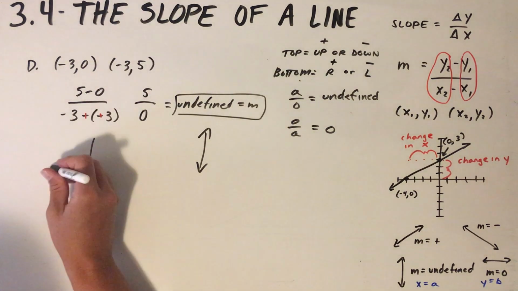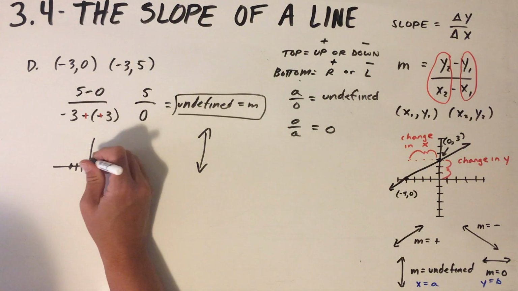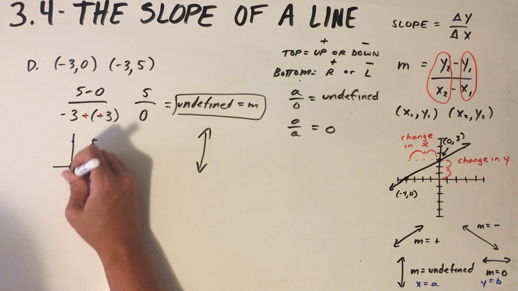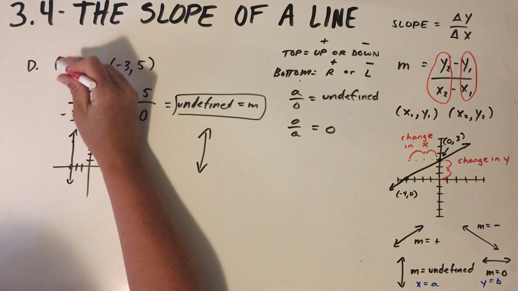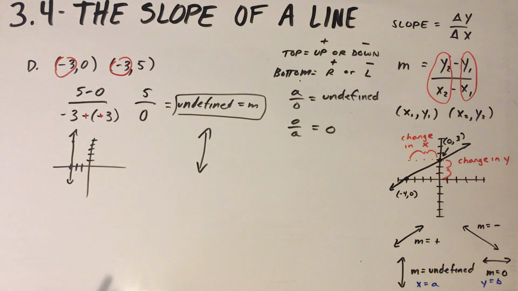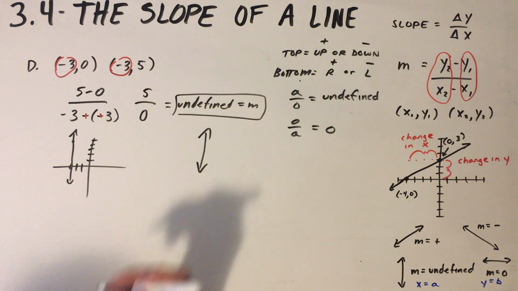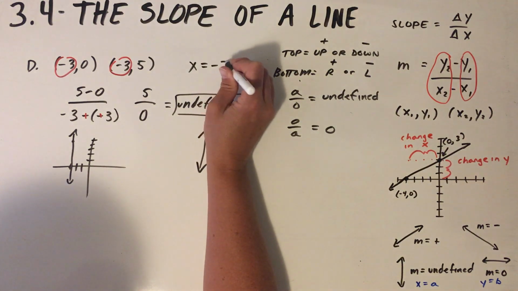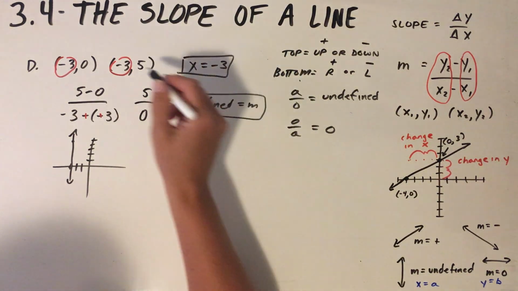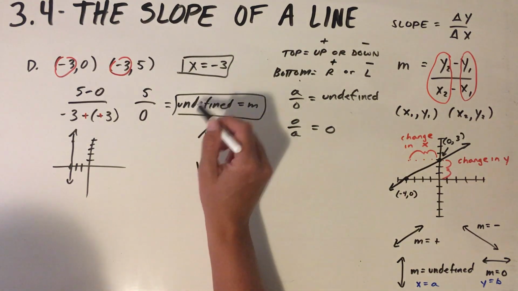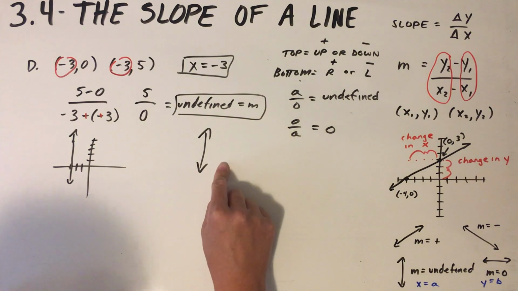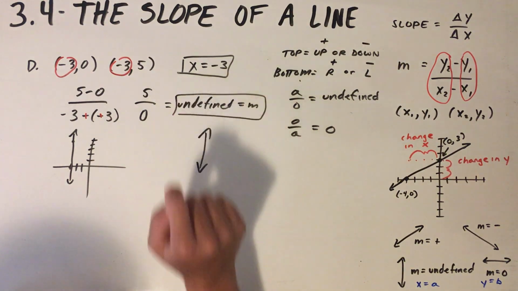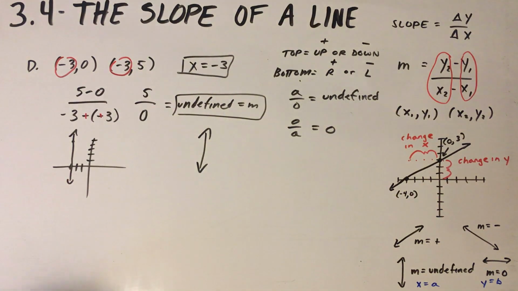Okay, if we were to graph these points, -3, 0, and -3, 5, this line looks like this. And you can see here that every x is the same. X does not change. When x does not change, that means that x is always -3. And this would be the equation of this line. But again, this question is only asking you to determine the slope, which is undefined. But you need to make the connection that an undefined slope means I have a vertical line. I have a vertical line means I have an x equals equation. What is that x equals equation? In this case, it's -3 because that never changes.